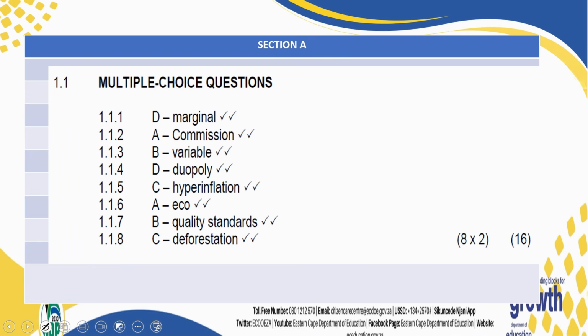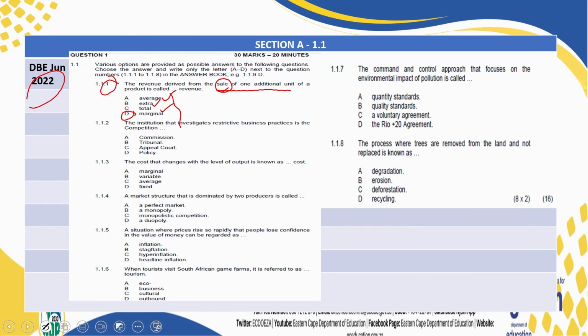Now we go to our answer book, where we have already numbered our 1.1, and we make sure that this answer we take to 1.1.1, and we put letter D. Now, since you are revising, you are not going to write this paper. This paper was written in June 2022. You are revising. I like this section. It gives you an opportunity to revise a lot of things in a very interesting way.